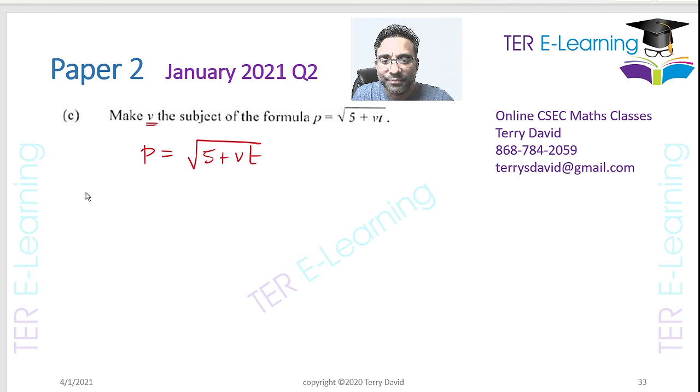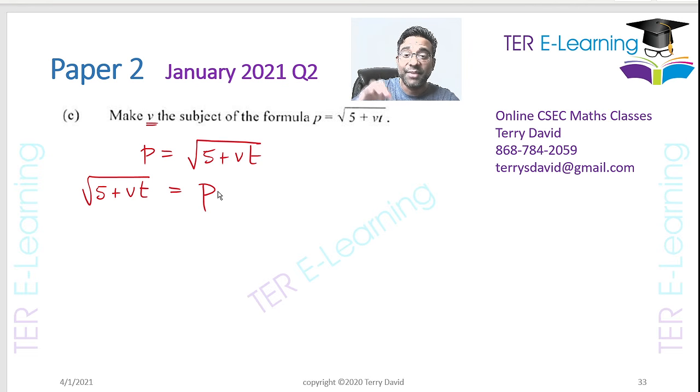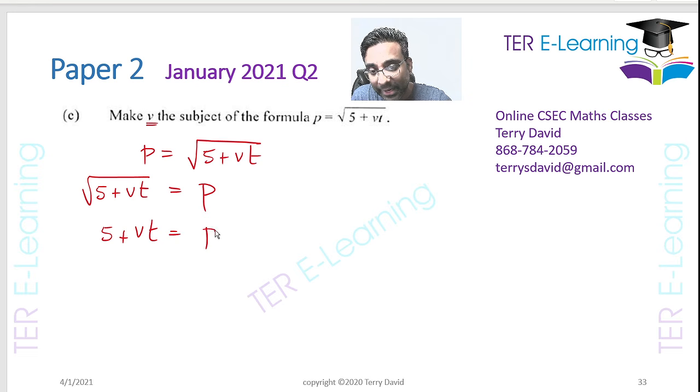So what I would do, I would write this over as the square root of 5 plus vt is equal to p. Notice I haven't changed any sign as yet. If you have the left hand side equal to the right hand side, that means that the right hand side is also equal to the left hand side. Anytime you have an expression that has square roots in it, we should square both sides. So when we square both sides, we're going to end up with 5 plus vt is equal to p squared, right? I'm squaring both sides in order to get rid of the square root sign.